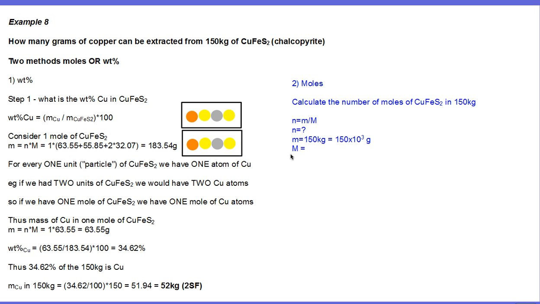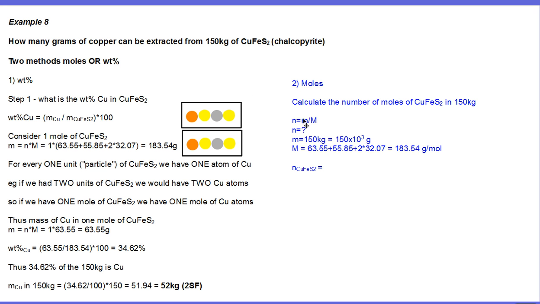And the next step is the molar mass we need of the chalcopyrite. We've already calculated it over here. So once again, it's just 63.55 plus 55.85 for copper and iron respectively, and 2 lots of sulfur. The molar mass is 183.54 grams per mole. So now we can calculate how many moles of this mineral we have in the 150 kilograms.